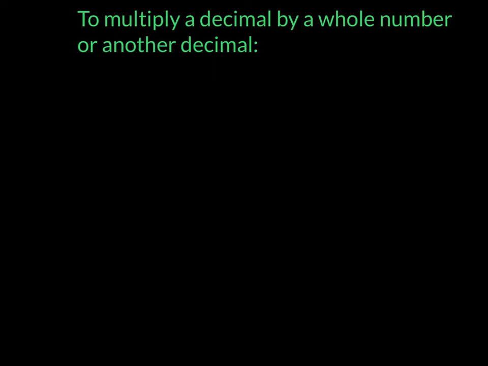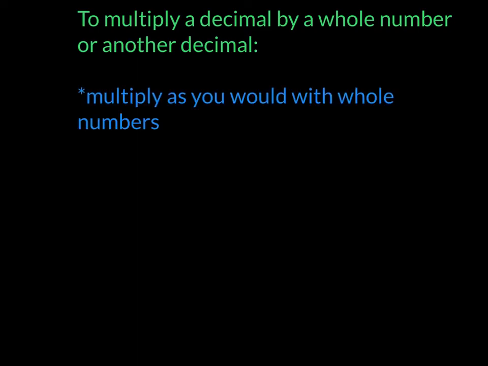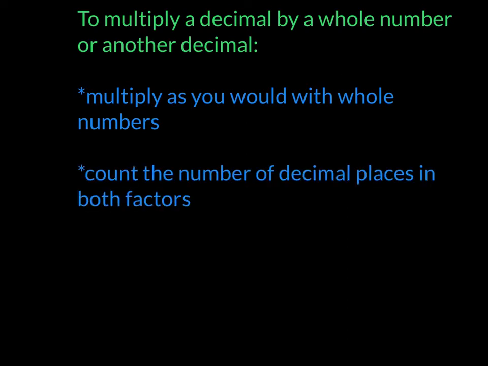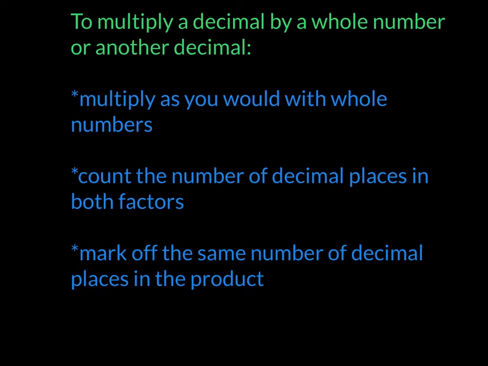To multiply a decimal by a whole number or another decimal, you multiply as you would with whole numbers. Then count the number of decimal places in both factors, and then mark off the same number of decimal places in the product.